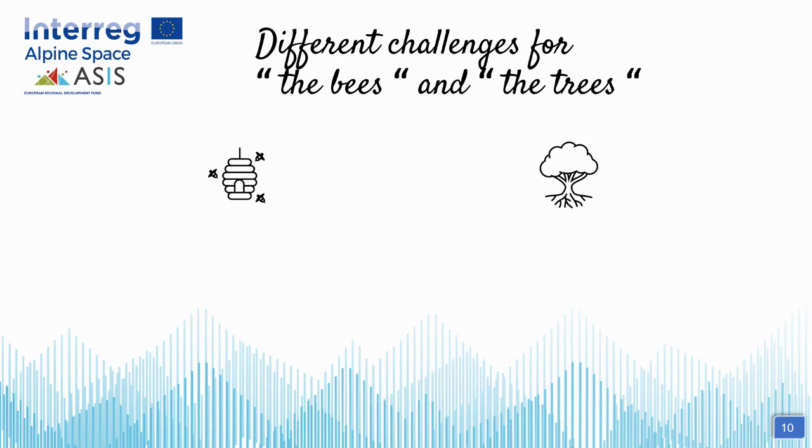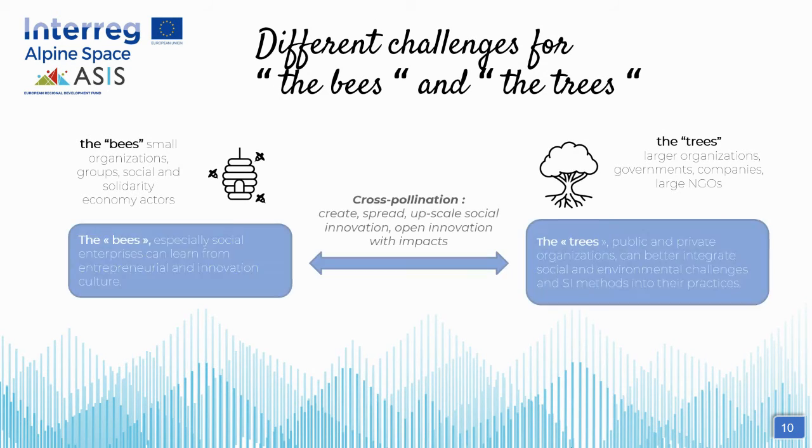Regarding social innovation, the bees and the trees face different challenges. The ones we refer to as the bees are small organizations, groups, social and solidarity economy actors, for example. The trees are larger organizations, governments, companies, or large NGOs. The cross-pollination between those two different types of actors is particularly meaningful and efficient to create, spread, upscale social innovation or open innovation with impacts.